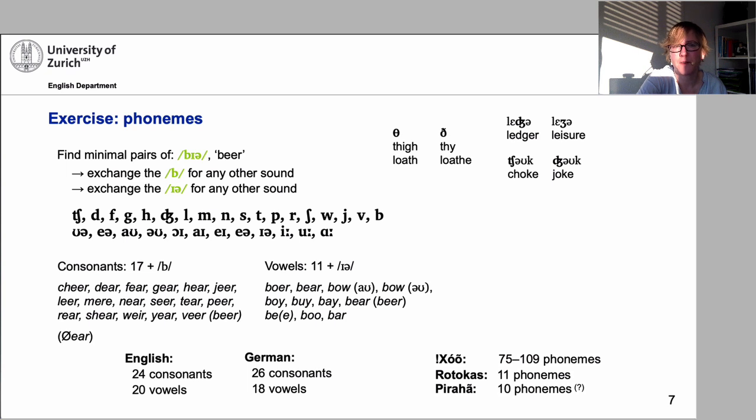And then Rotokas, a language spoken in Papua New Guinea, is famous for having the smallest inventory of phonemes, which is currently challenged by Pirahã, a language in the Amazon, which is claimed to have only 10 phonemes, so three vowels and seven consonants. But the jury is still out on that. What you see is that languages differ very greatly in how they exploit the physical phonetic possibilities that we can have.